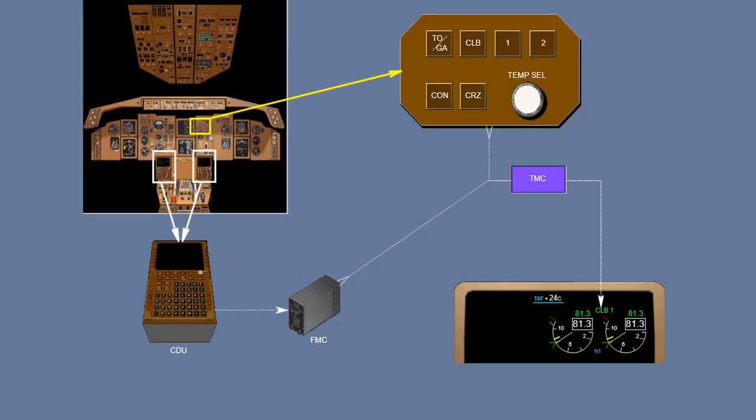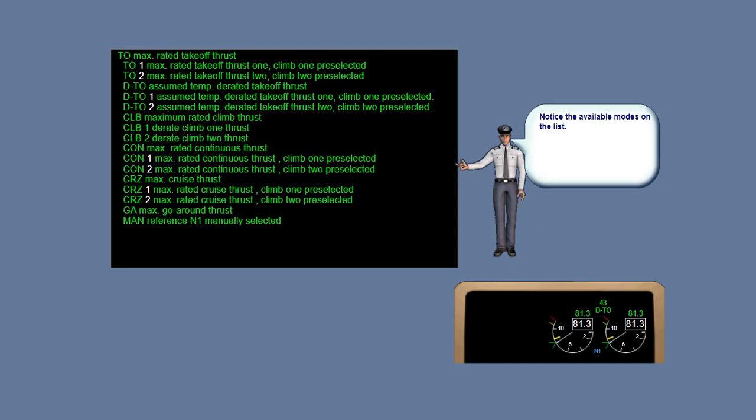The N1 limit mode may be selected on the Thrust Mode Selector panel, TMSP, or it may be selected by the Flight Management Computer, FMC. In either event, the thrust reference mode appears above the N1 gauges. The available thrust limit modes are shown on this frame. Consult your flight manual for which modes are used by your airline and how to select them.